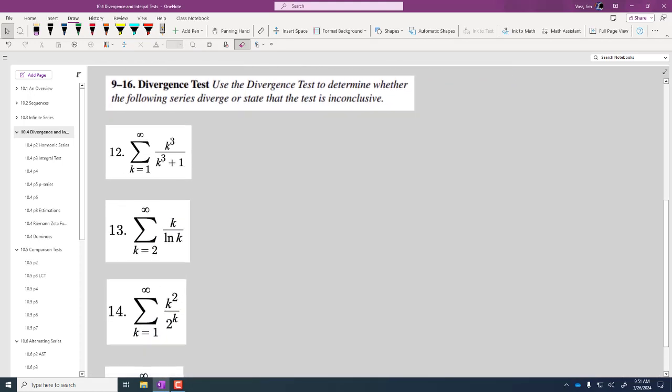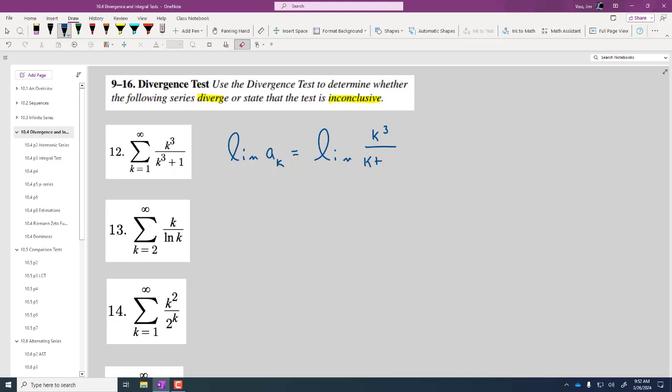So let's try this. Use the divergence test to determine whether the following series diverge or the test is inconclusive. It's got to be one or the other. So we start by taking the limit of a sub k. The limit of a sub k, in this case, means the limit of k cubed divided by k cubed plus 1.